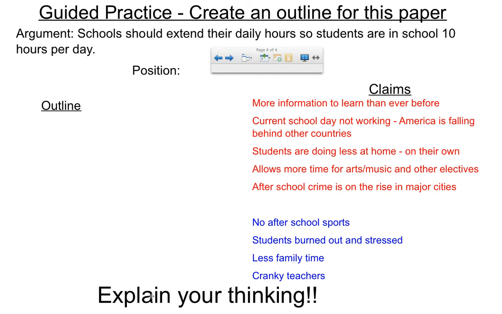Then write a brief couple sentences as to why you picked those ones, so that we can see that you understand that you're not just putting every claim in your paper, you're tactfully selecting certain ones. So you can do that now.